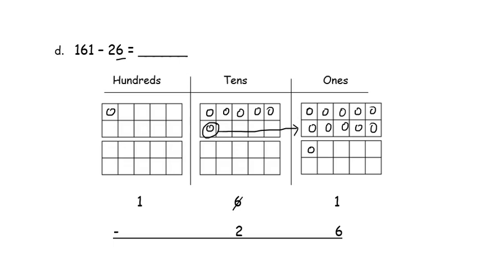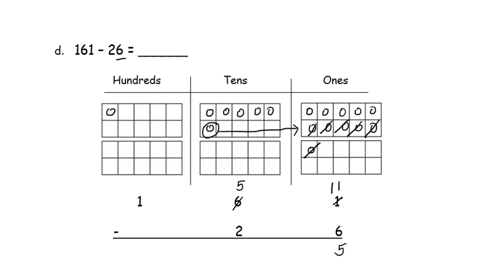I had 6 tens, I took one of them, so that left 5 tens. I decomposed that into 10 ones. I already had 1 one, so now I have 11 ones. And now I can subtract. I'll take 6 of those off. That leaves me with 5 ones. 11 minus 6 is 5.